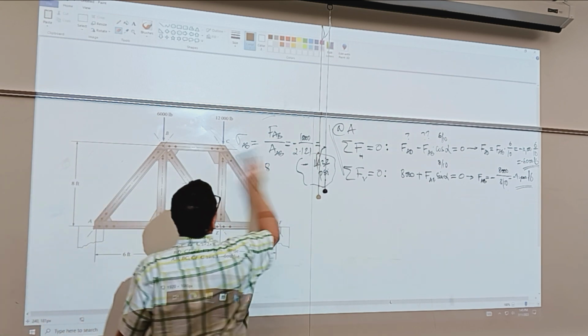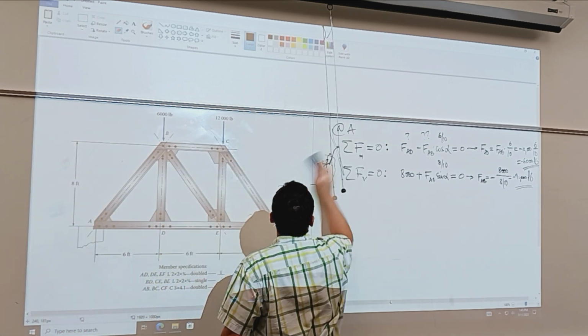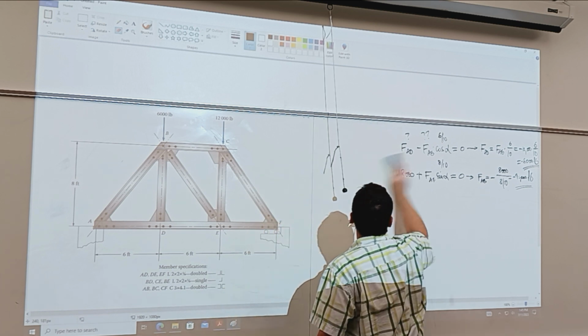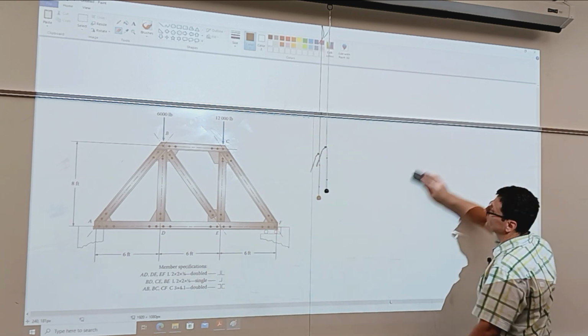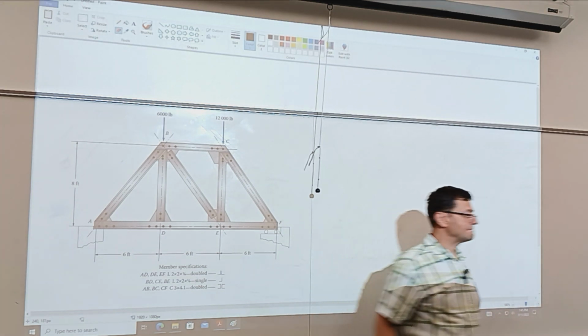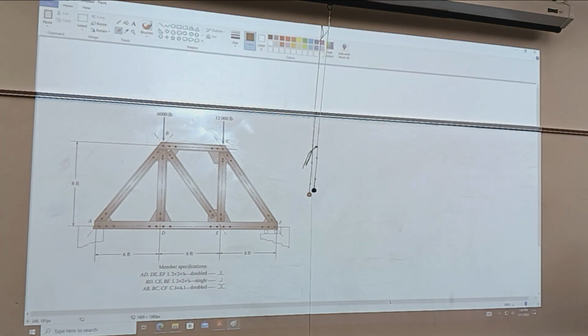Like I said, with the method of sections, you can solve for 3 unknowns at a time, because you can write, in addition, a moment equilibrium equation. So that allows for 1 additional unknown to be handled.